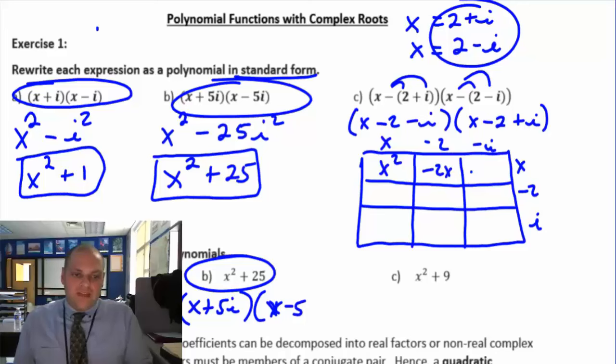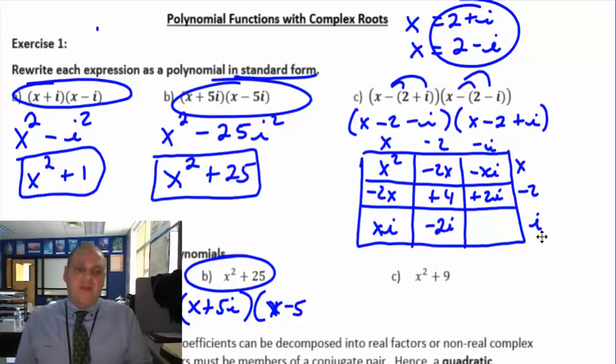This is minus xi. x times negative 2, negative 2x, plus 4. And this is plus 2i. And this is xi and minus 2i and minus i squared. Negative i times i, minus i squared. Minus i squared, guys, is just 1. Minus i squared is 1. I want you to pay attention to what happens with our i's.